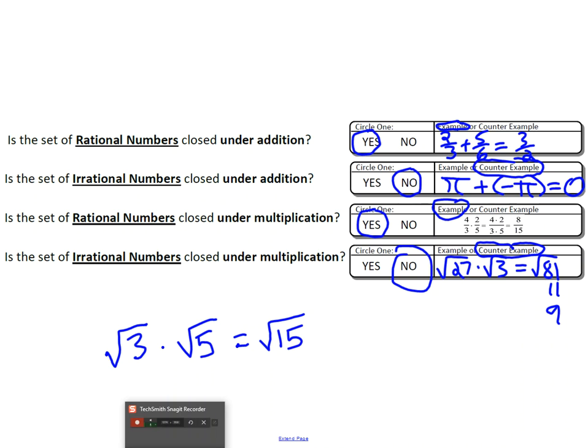Okay, so we're going to be applying these concepts on this portfolio test. We're dealing with irrational and rational, but I could ask you if it's closed under any operation, and you should be able to come up with a cogent answer.